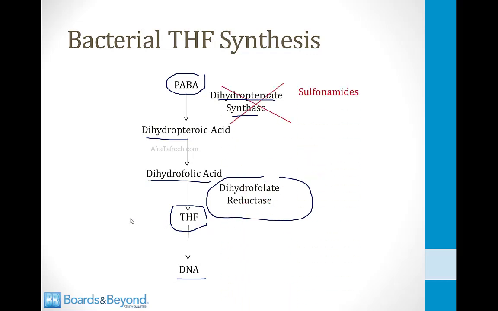So sulfonamides block this first step. They are competitive inhibitors of dihydropteroate synthase because they mimic the structure of PABA. There's a related antibiotic called trimethoprim, which is often given together with sulfonamides, and it blocks the bacterial dihydrofolate reductase. Now, I just told you that methotrexate blocks human dihydrofolate reductase. Trimethoprim, on the other hand, works on bacterial dihydrofolate reductase. It has a much higher affinity for the bacterial enzyme than the human enzyme.